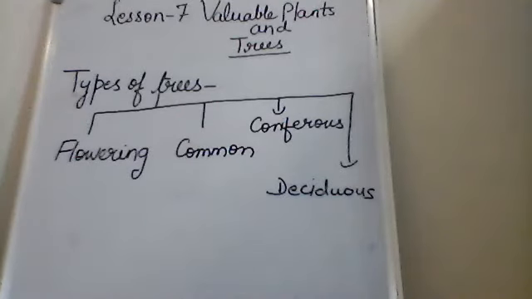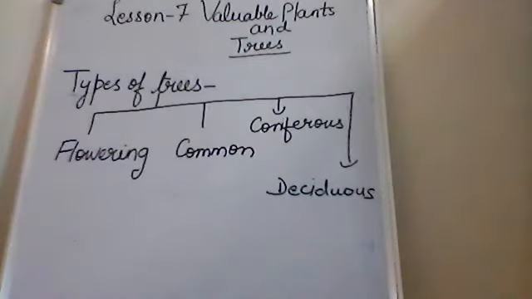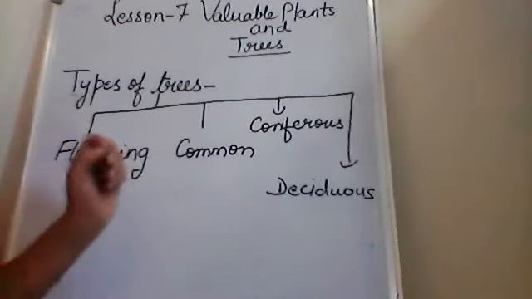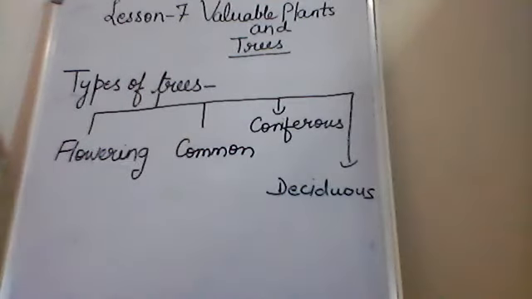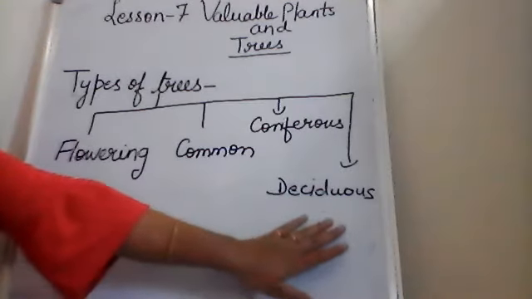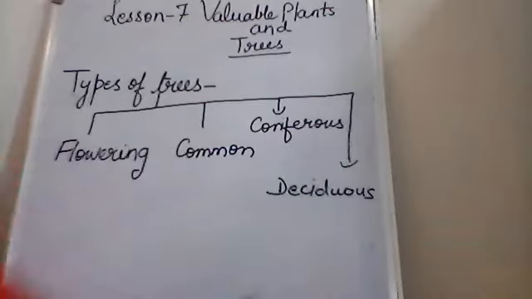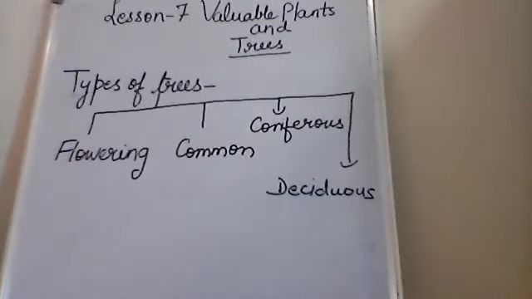banyan. Next, coniferous trees have needles that do not fall off. They have a needle-like structure and these trees do not shed. Deciduous trees have leaves that fall off yearly. So these are different types of trees. And now let us understand how trees are useful to us.